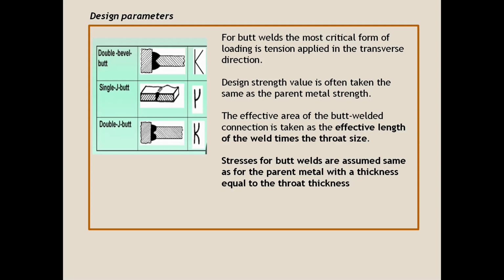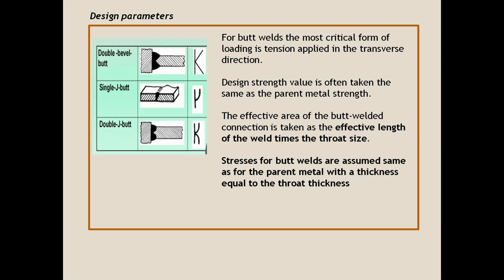The parent metal thickness is the plate thickness. The parent metal is the other plate you have to join. The throat thickness has to be maintained. This is the design parameters for butt welds.